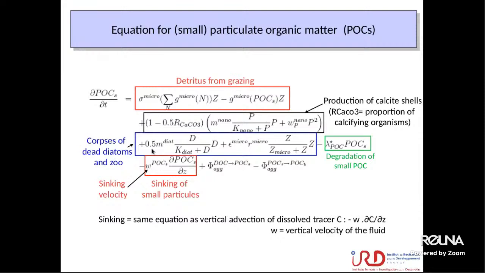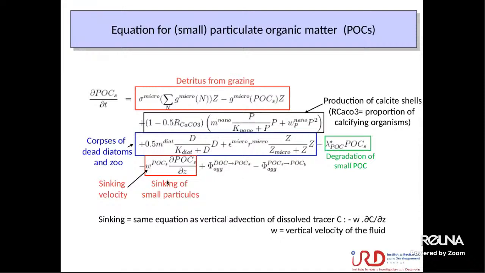Also, you have the term that is due to mortality. You have mortality of phytoplankton, of diatoms here, you have mortality of zooplankton. So these dead corpses, dead algae or dead zooplankton, they produce particles. So these are the three source terms, sorry. And then you have some sink terms, again. Some degradation of small POC into DOM, as we just saw. That's why there is a minus here.